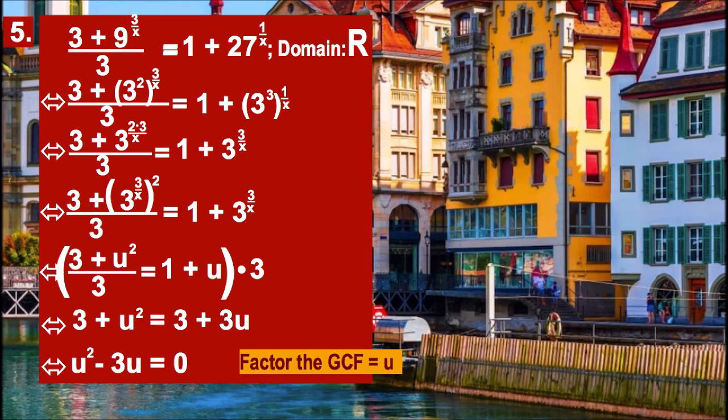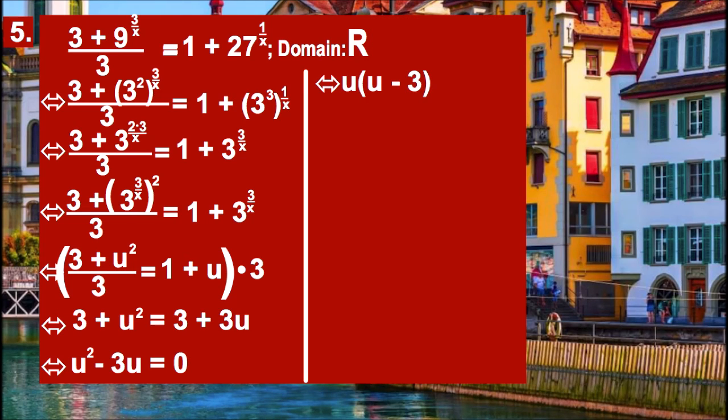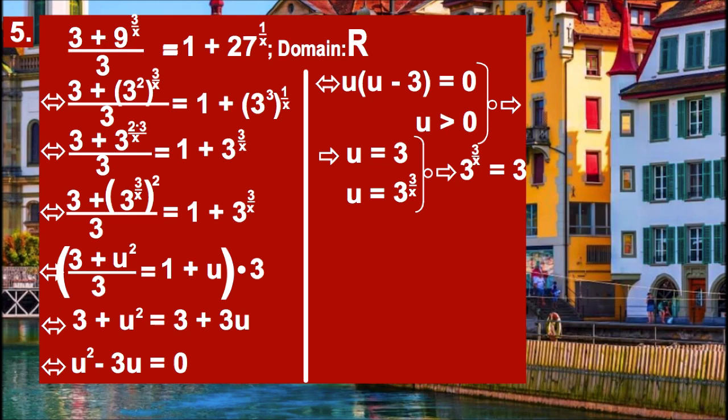Factoring the GCF, which is u, equivalent to u times the quantity u minus 3, which equals 0. u is greater than 0, thus u equals 3. We know that u equals 3 raised to the power 3 over x. Thus, from those two statements, 3 raised to the power 3 over x equals 3, which is equivalent to 3 raised to the power 3 over x equals 3 raised to the power 1. Now, if we let the exponential function f be such that f of x equals 3 raised to the power x, our left-hand side is f of 3 over x, which equals our right-hand side, which is f of 1.